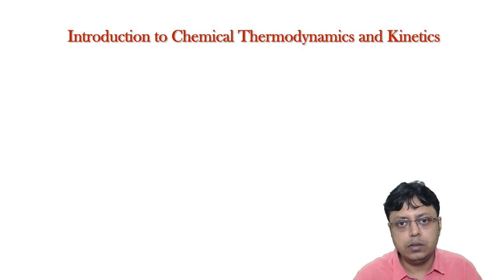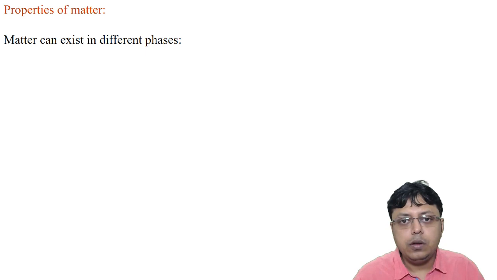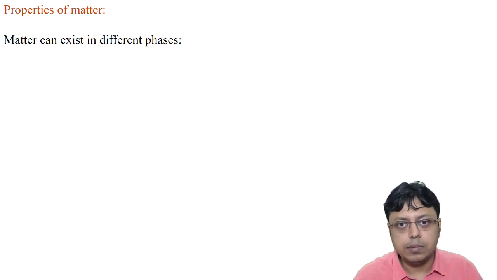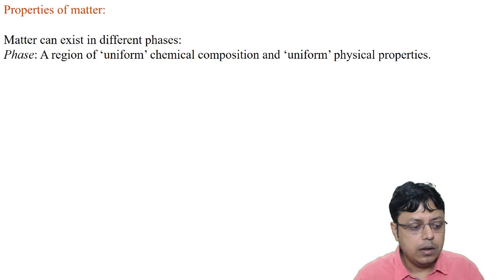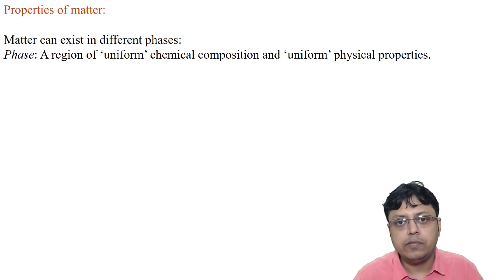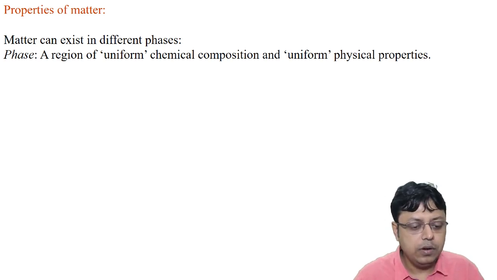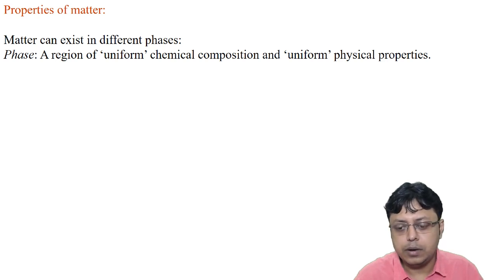We'll first begin with the properties of matter. Now you know matter can exist in different phases. For example, the phases are solid phase, liquid phase, and gas phase or vapor phase. Now what is the definition of a phase? A region of uniform chemical composition and uniform physical properties.